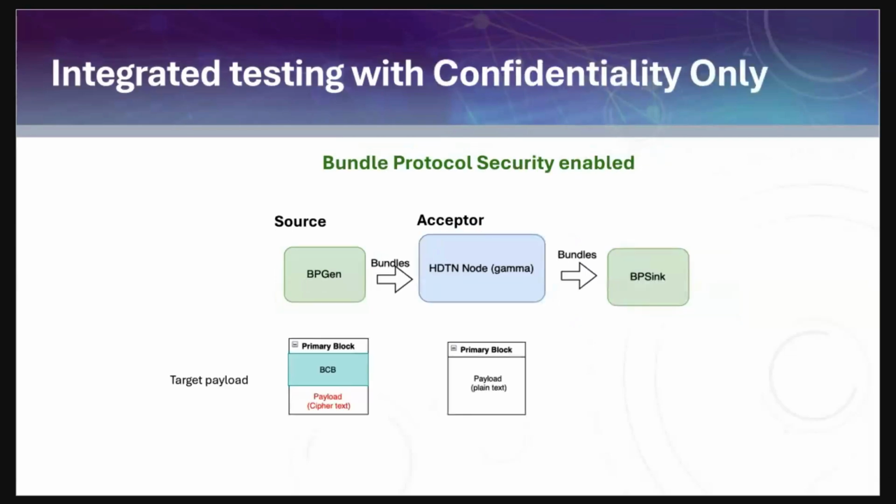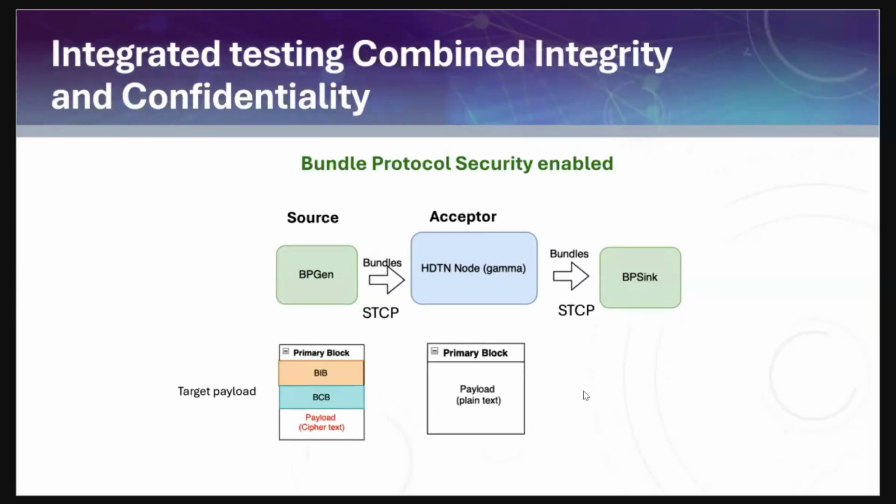And here, the same, the bundle source encrypts the plain text associated with the payload. A BCB extension block is added based on the security context parameters. The acceptor node does the security verification and decryption of the payload. And if the processing fails, the target shall be processed based on the policy rule in the JSON config file. We also tested both integrity and confidentiality, where we add both BCB and BIB blocks.